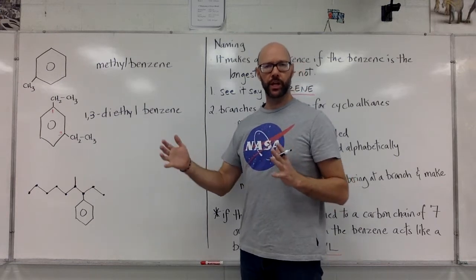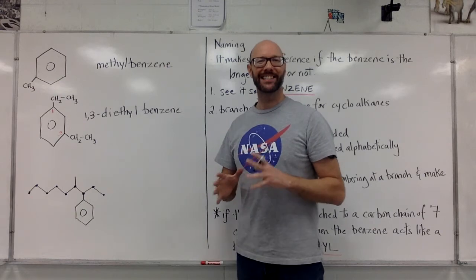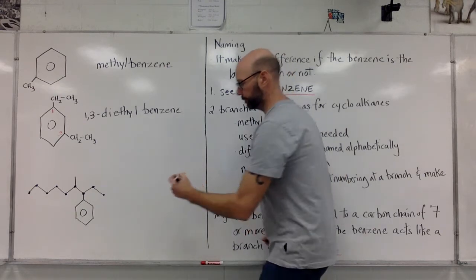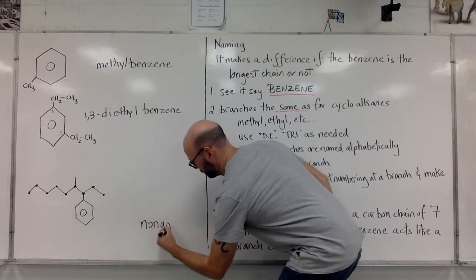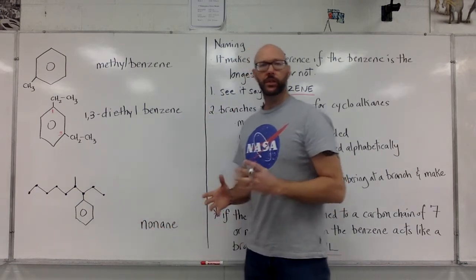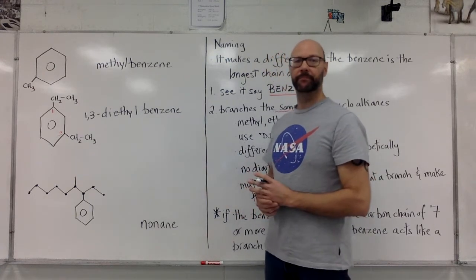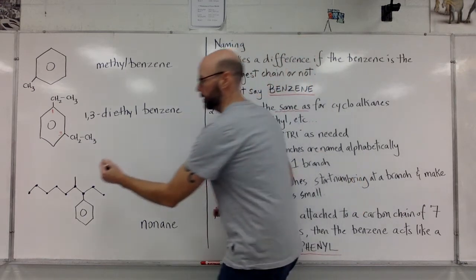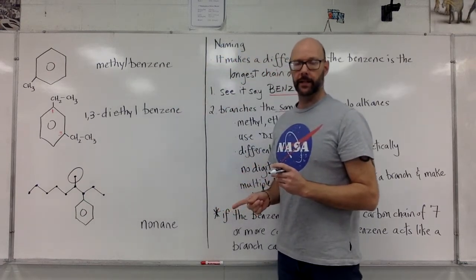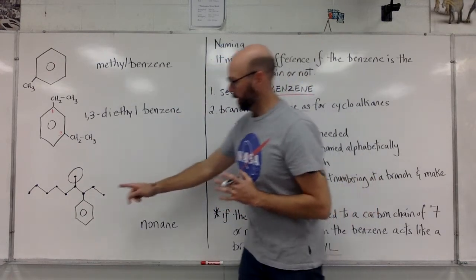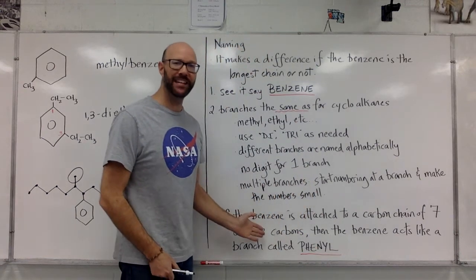1, 2, 3, 4, 5, 6, 7, 8, 9. This is a carbon chain with 9 carbons of all single bonds. 9 single bonded carbons is nonane. Single bonded carbons means we end with ane, and there's 9 of them, non. Now we have a branch. This right here is a branch with 1 carbon in it. It's methyl. Here we see the benzene ring. It's acting like a branch, and it is called phenyl.